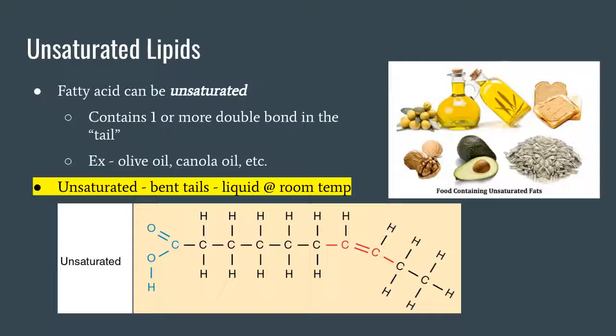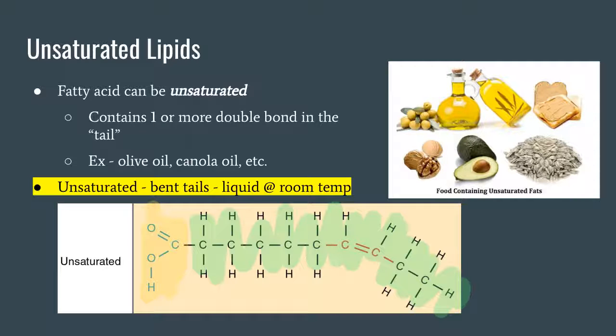Unsaturated lipids are the other kind. So fatty acids can be unsaturated. So again, what we're going to see is that head part. I'm going to put that in yellow. And then the tail part, but now notice there's a little bit of a curve to it. So what we get with unsaturated fats is there is a double bond, either one or more than one, in the tail. So here I can see my double bond. That double bond is going to cause the tail to bend instead.